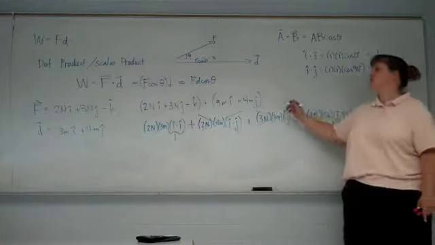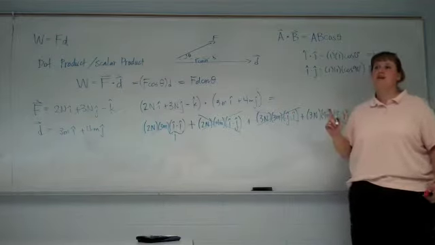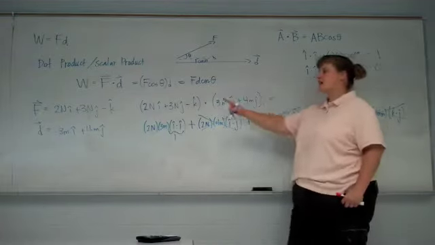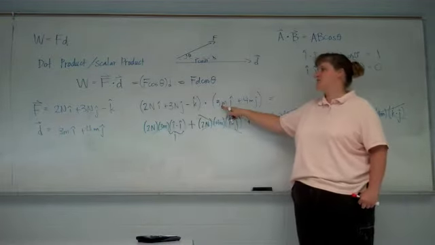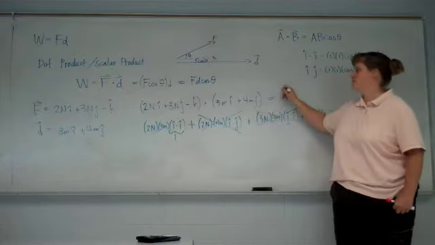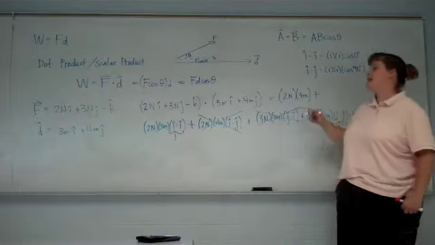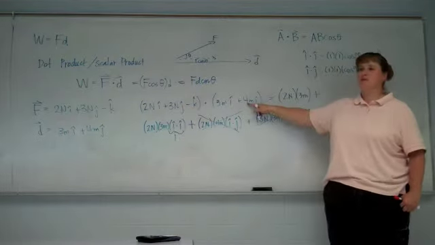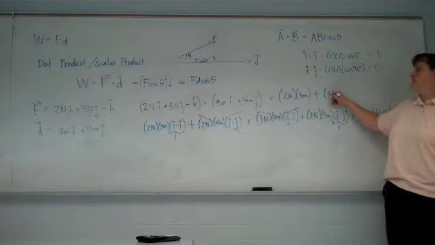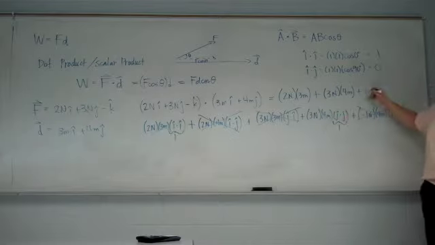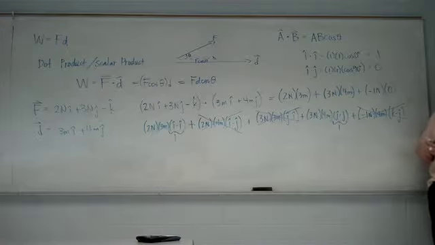Doing the dot product is really easy. The dot product is simply multiplying the parallel components. So you take the x component and multiply it by the x component. Then you add the y component multiplied by the y component. Then you add the z component multiplied by the z component. The displacement didn't have a z component, so we're multiplying it by 0.